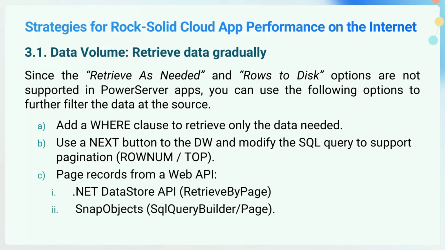You can also create a button to paginate records from a web API using the retrieve by page function of the .NET DataStore API, or using the page function of the SQL Query Builder object. This last option is native to SnapObjects.